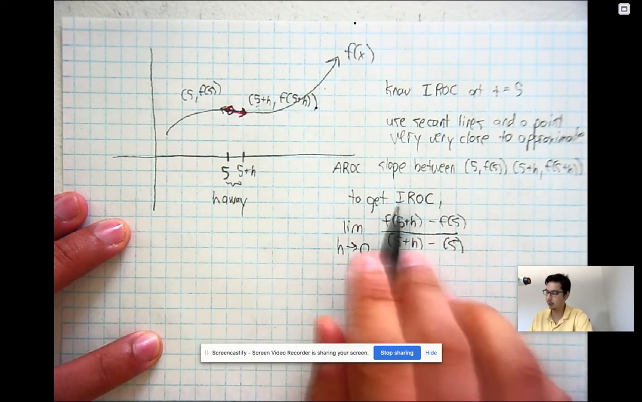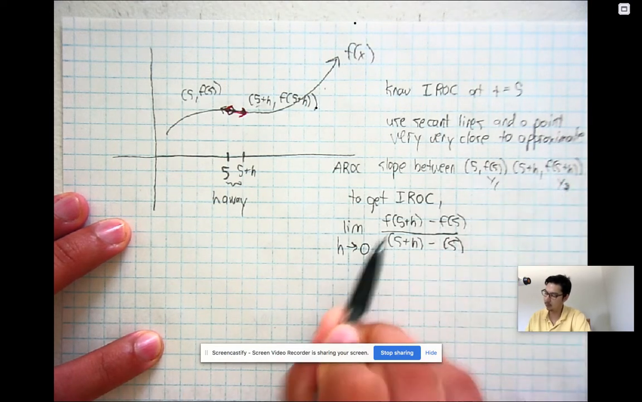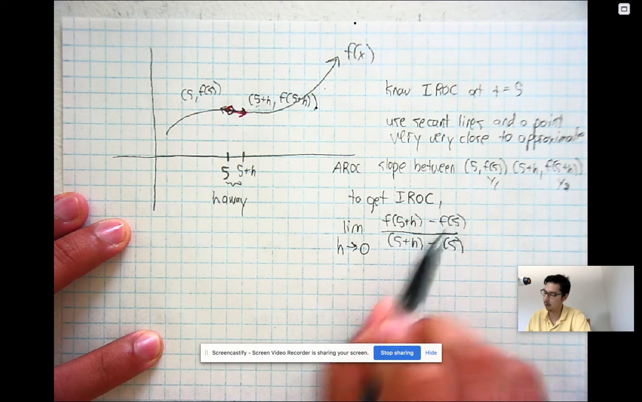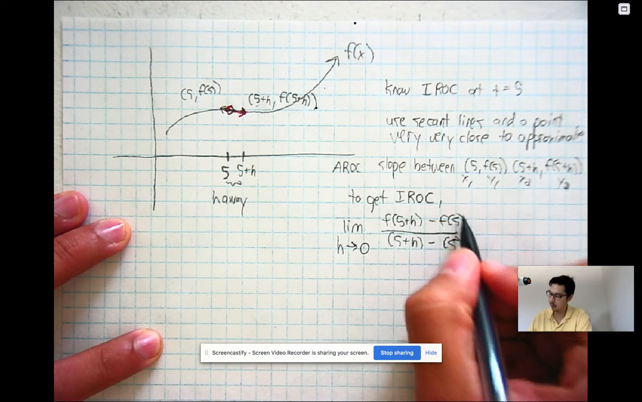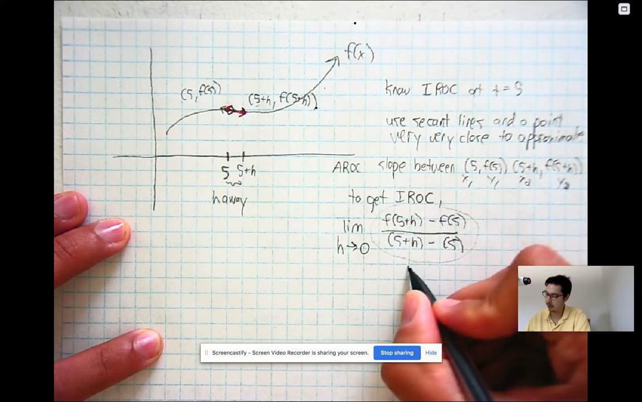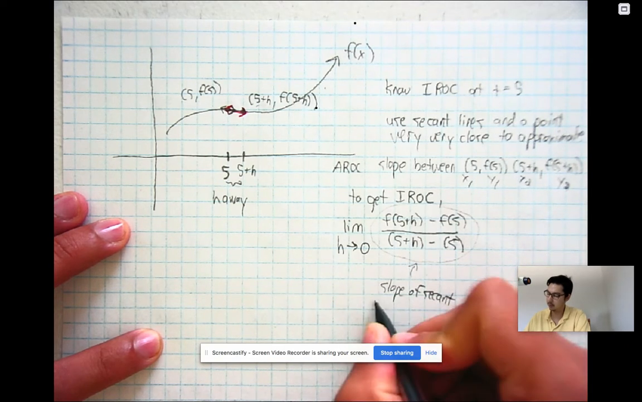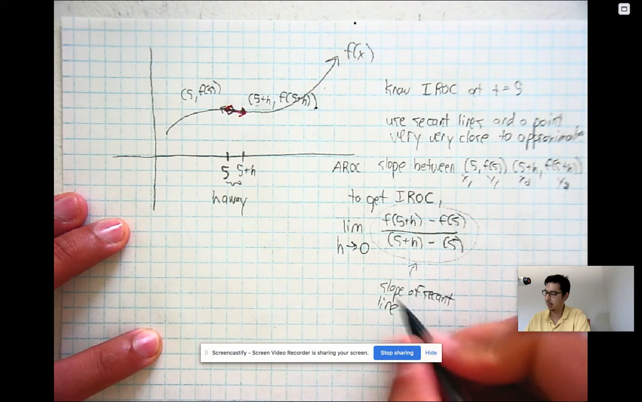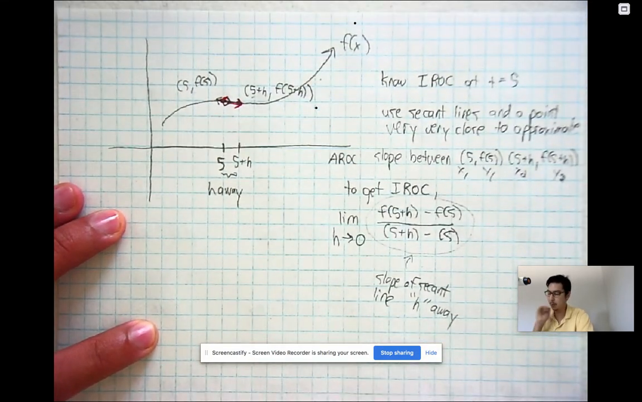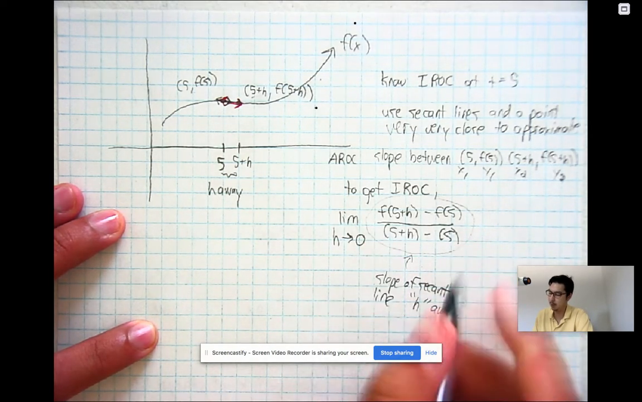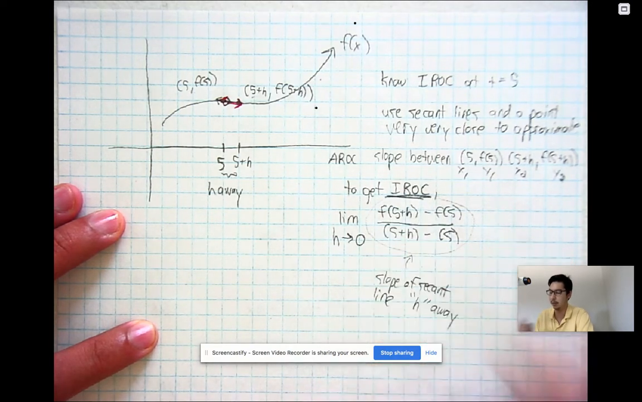Right? And how do you find slope? It's the change in y values. So it's y2 minus y1, f of 5 plus h minus f of 5 over x2 minus x1. So what's happening is we're finding this. So this whole thing right here, well, that's just the slope of the secant line, h away. And what we're doing is that slope of the secant line, we're minimizing that distance to 0, so then we get the instantaneous rate of change.